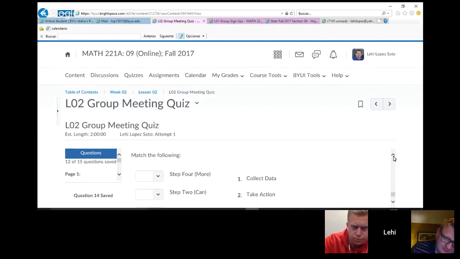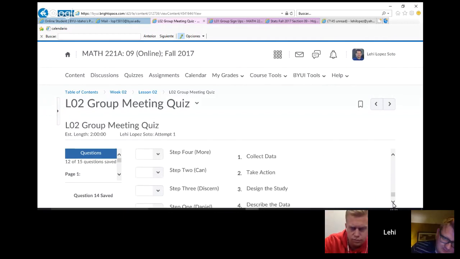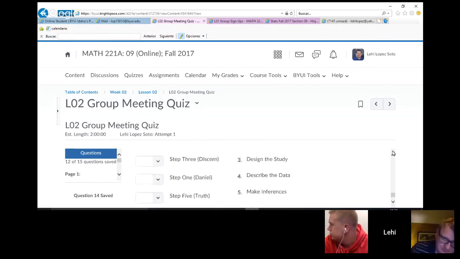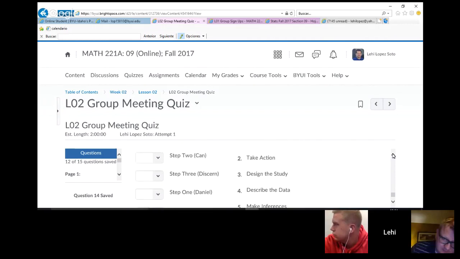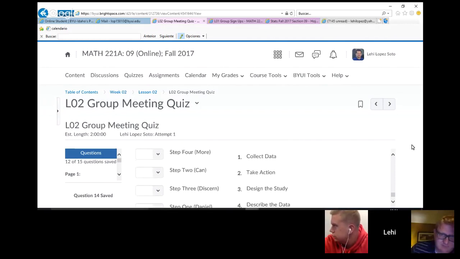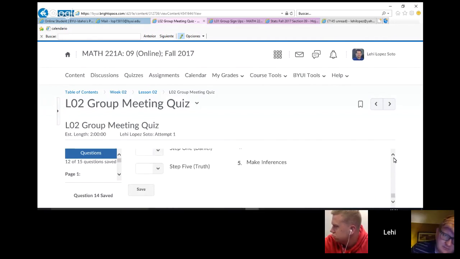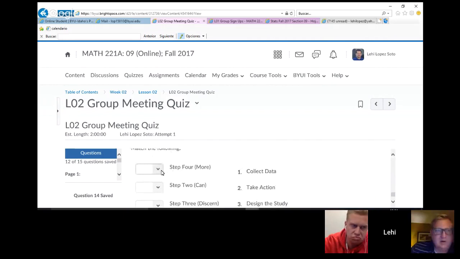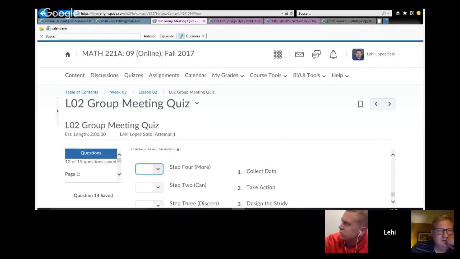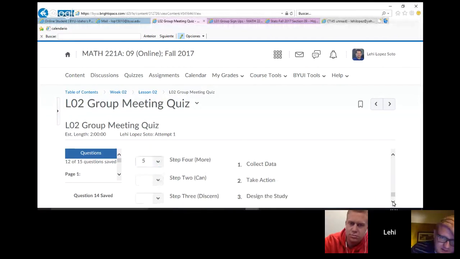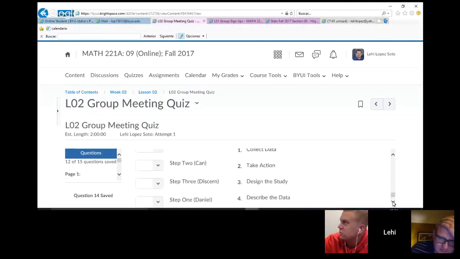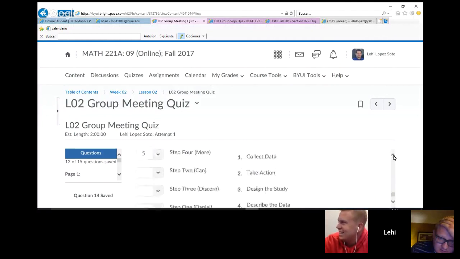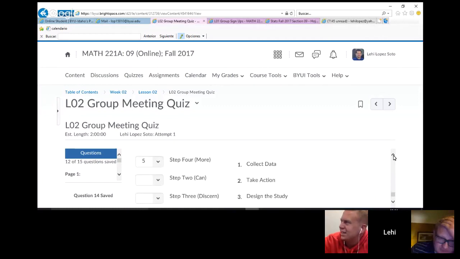Match the following. Okay, let's see. Okay, step 4 would be make inferences, which is number 5. Yeah, look at this. They tell you the first letter of the answer. Step 4, starts with M, so it's make inference.